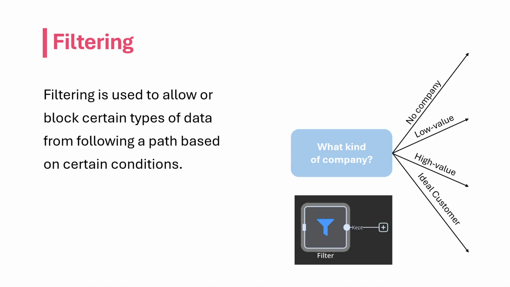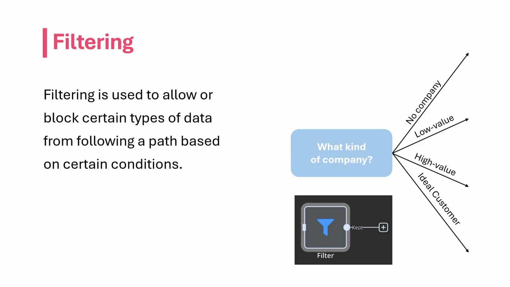Then our second thing is filtering. Filtering is used to allow or block certain types of data from following a path based on certain conditions. So a filter helps you to define rules. For example, only continue the workflow if the company name equals, let's say, ABC Private Limited, or if the email address contains something like xyz at gmail.com. It's like a checkpoint that ensures only the right data moves forward, keeping your automation clean and efficient.